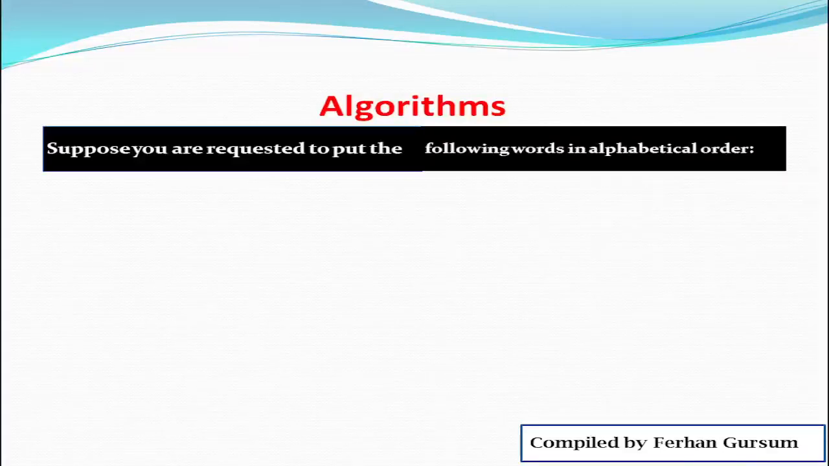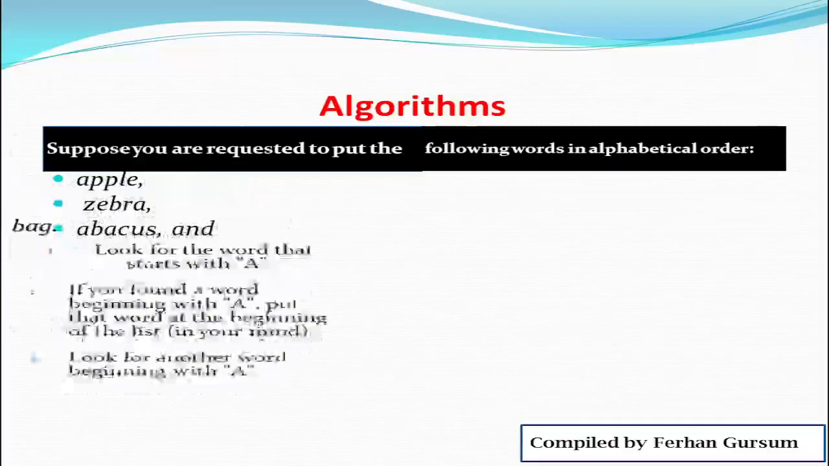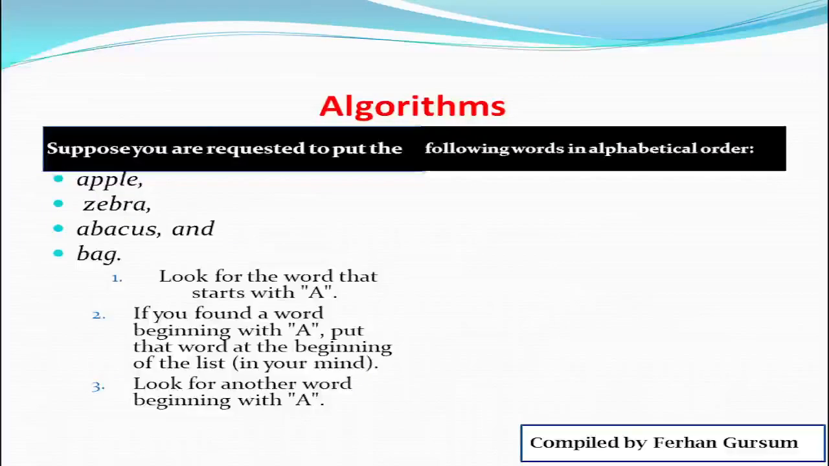Suppose you are required to put the following words in alphabetical order, for example, apple, zebra, abacus, and a bug. If I say put apple, zebra, abacus and a bug in alphabetical order, the first thing you do is what? Look for a word that starts with A, because I say put in alphabetical order. Then, if you find a word beginning with A, put that word at what? The beginning of the list.